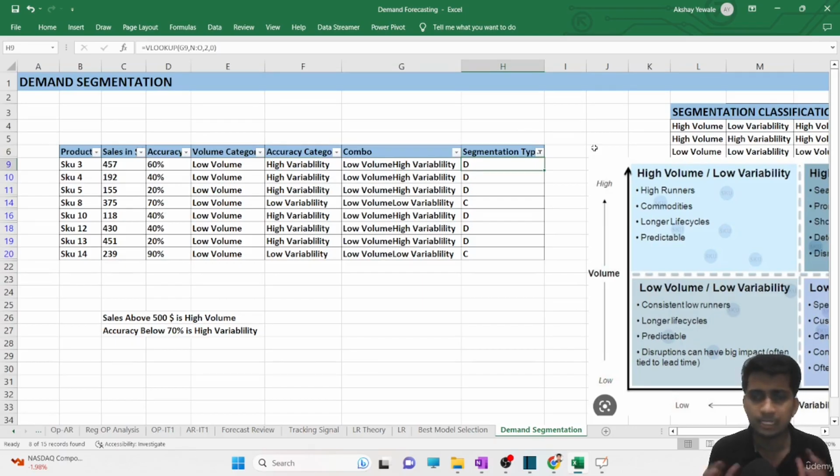So this was basically demand segmentation, to have an organized, structured effort for different product families and different SKUs, and to know which segment is performing how, and where you need to put most of your time.